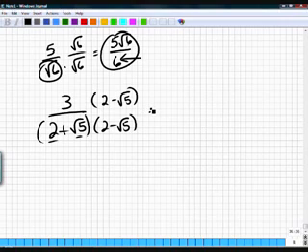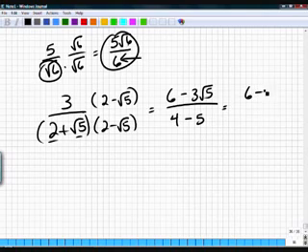So now we've got on top 6, what? On top, 6 minus... good job. And on bottom, they're conjugates. So 2 times 2 is 4. We don't have to worry about inside, outside. The square root of 5 squared is negative 5. So you have 6 minus 3 root 5 over negative 1.